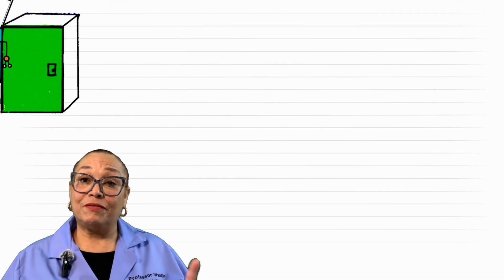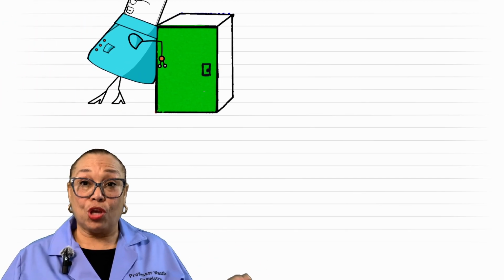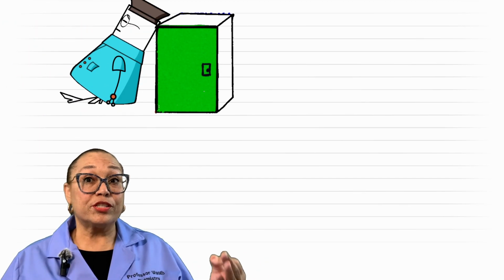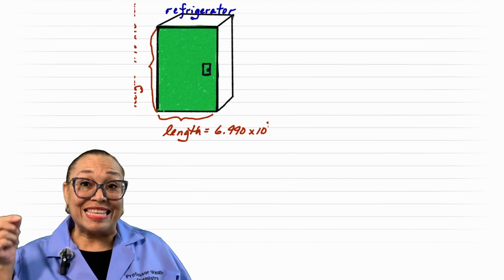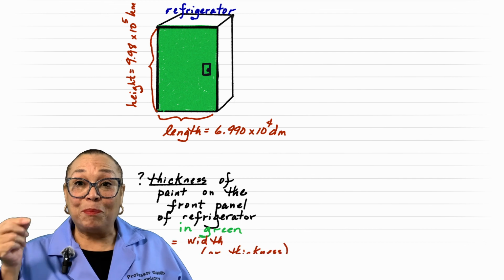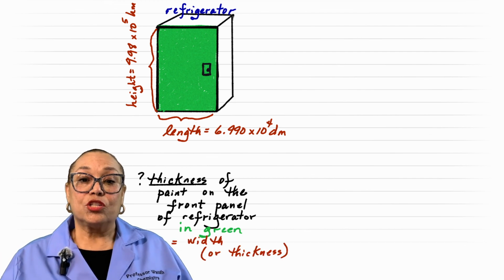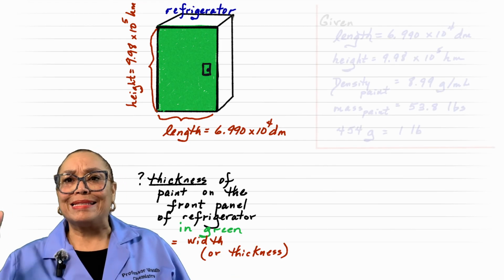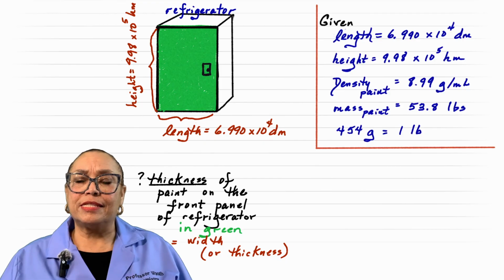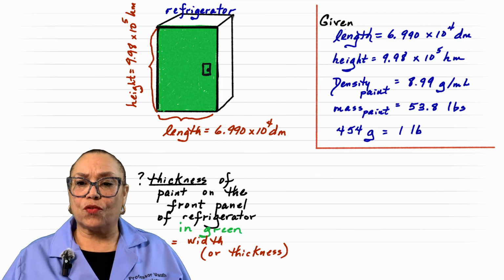Okay, now I've done a diagram and you know Professor Wall cannot draw. So what you'll see on here is the refrigerator, and all I want is to find the thickness of that paint on the front panel of this refrigerator. So I've tried to lay it out for you. Always write what is given, okay, to keep yourself clear. It makes it so much easier for you as you're solving a problem.